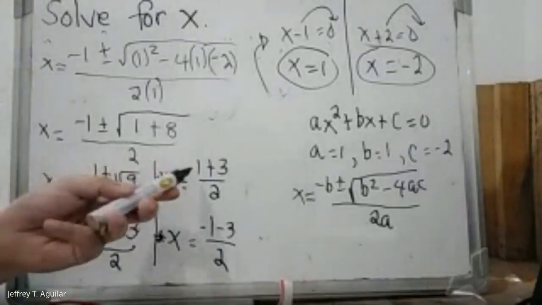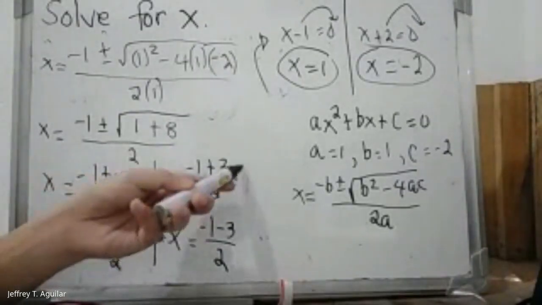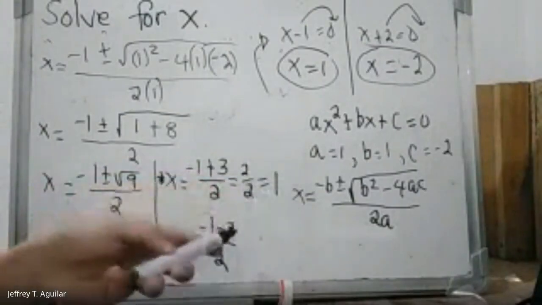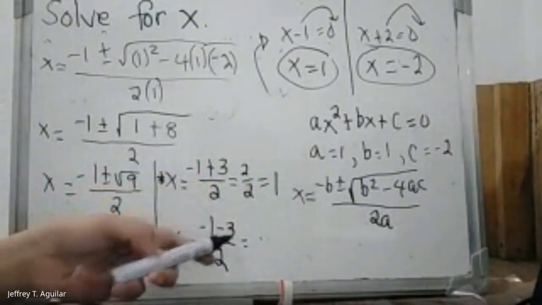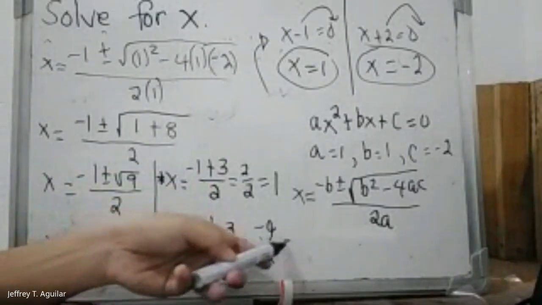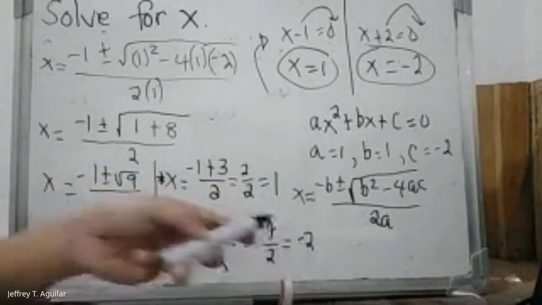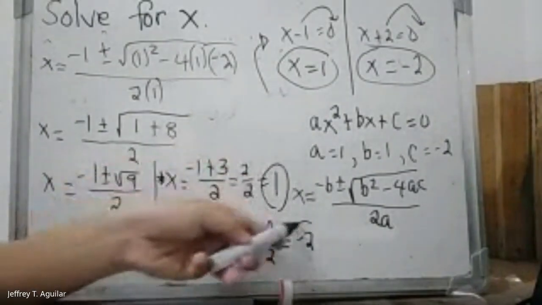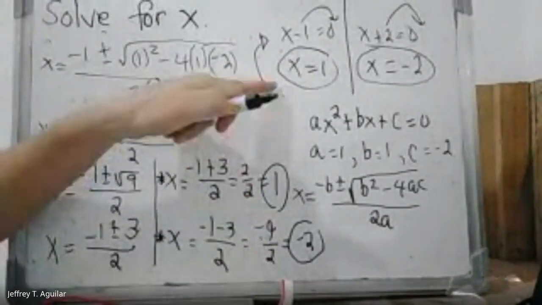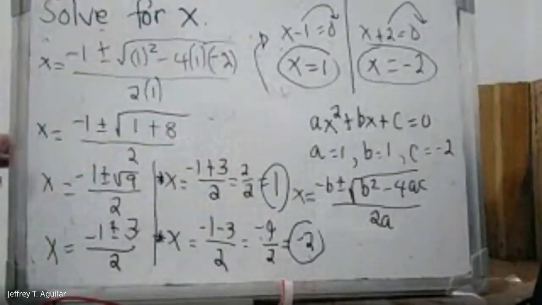Now, what is negative 1 plus 3? That's 2 over 2. What is 2 over 2? That's 1. Here, what is negative 1 minus 3? That's negative 4. Over 2, the quotient will become negative 2. So we have 1 and -2 as our answers. Do we have the same result? Yes.